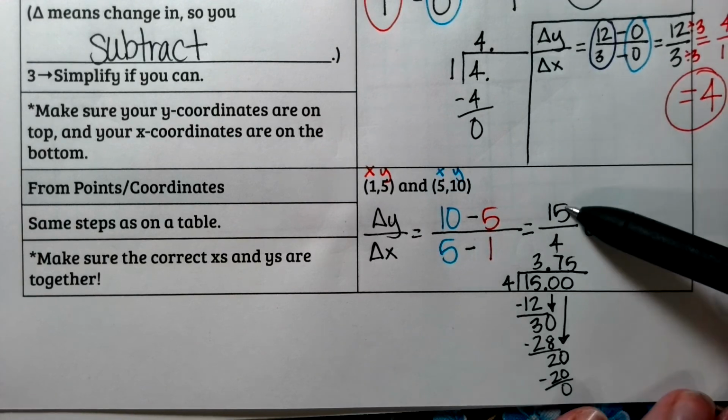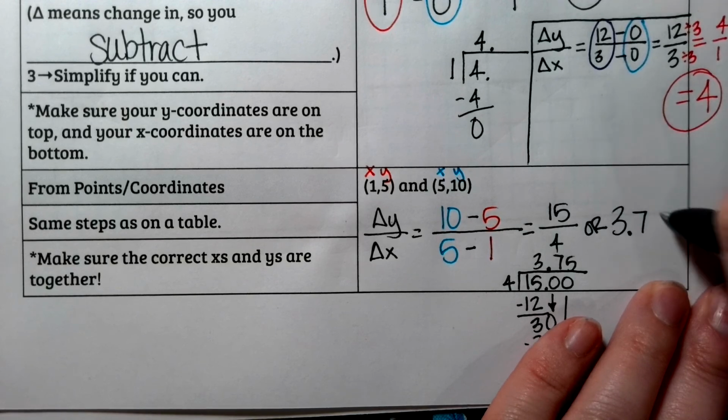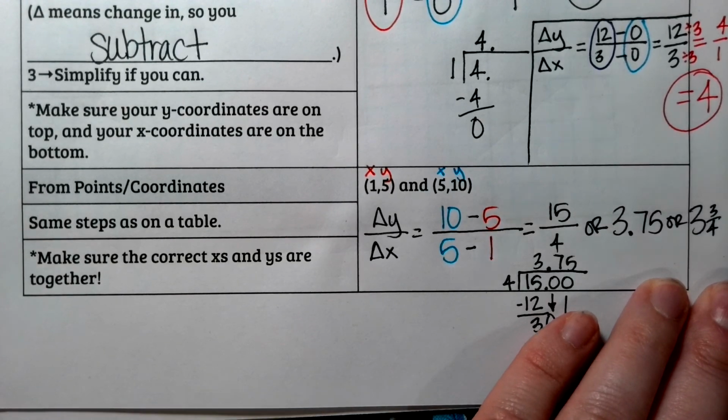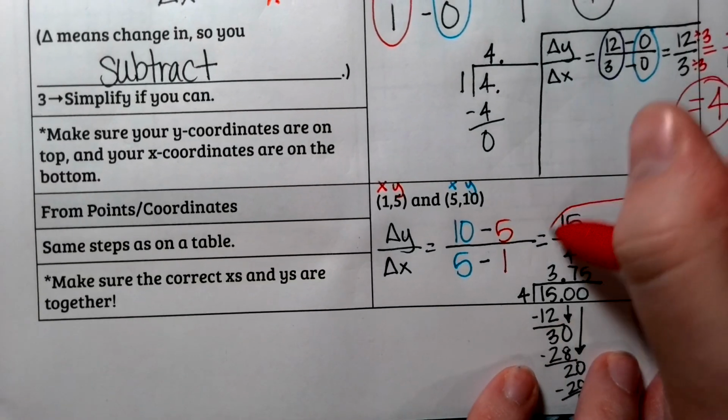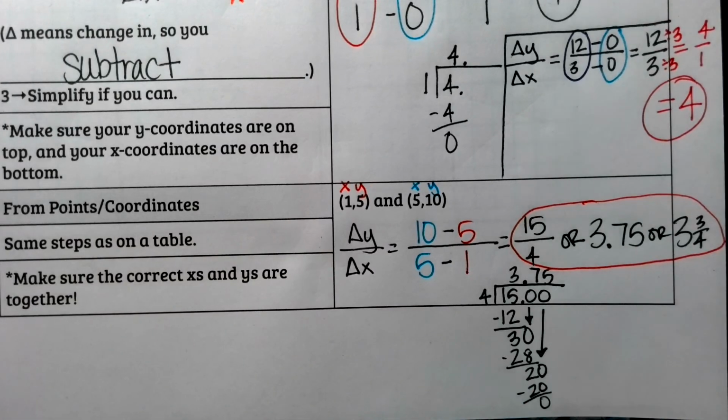So we could say that our slope is 15 over 4, or we could say that it's 3.75, or we could say that it's 3 3/4. Any of those answers are acceptable.